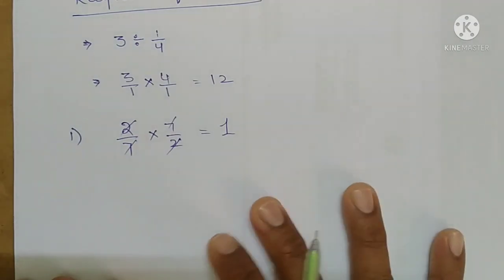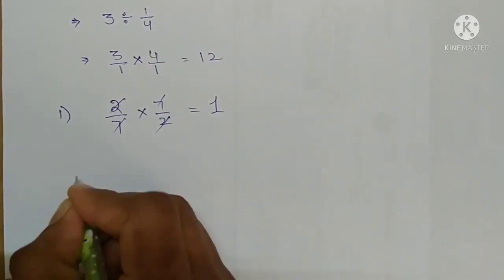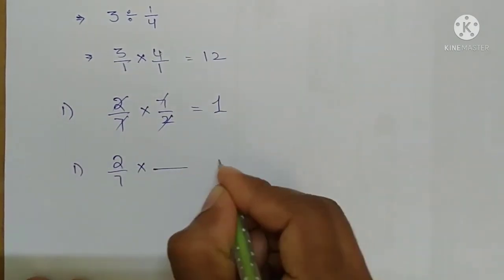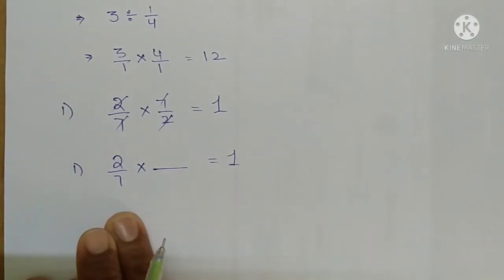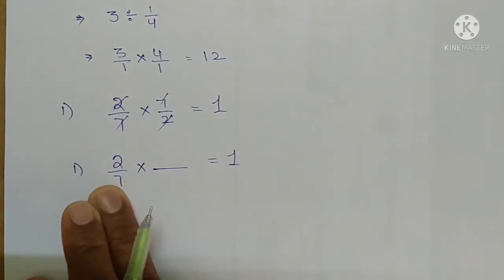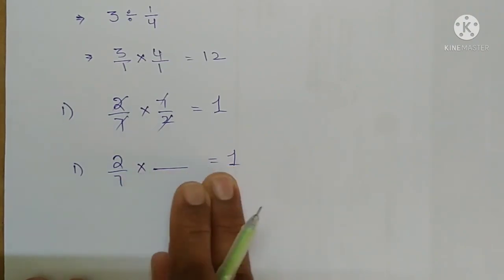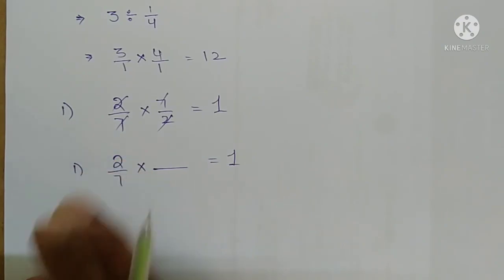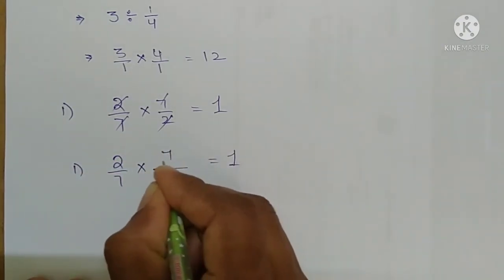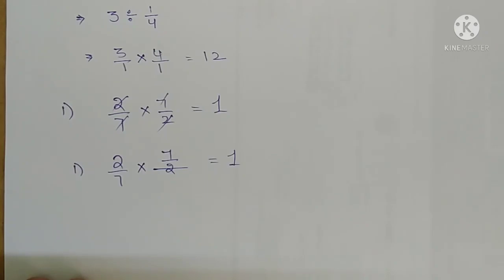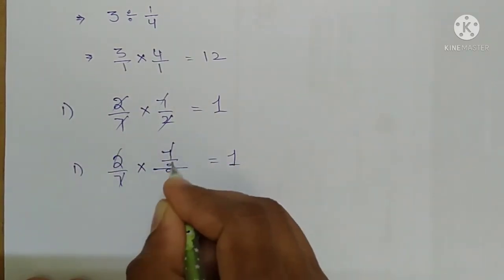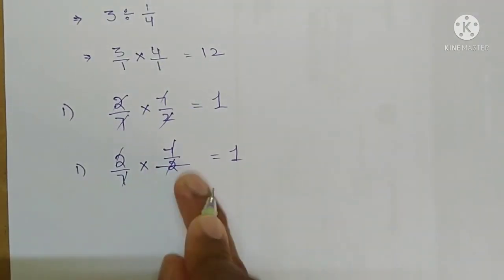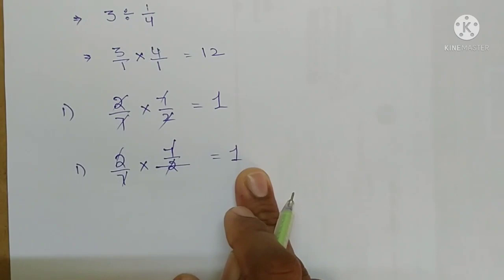Next, 2 by 7 into a blank is equal to 1. We know that a fraction and its reciprocal always give the result 1, right? So here 2 by 7 is our fraction and its reciprocal form is 7 by 2. Here 7 and 7 cancel, 2 and 2 cancel, and 1 times 1 is 1. This is our result.